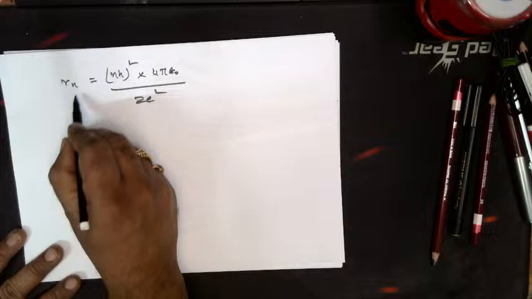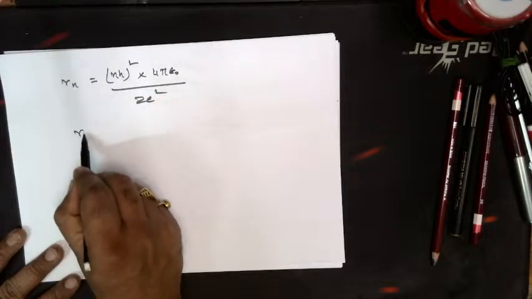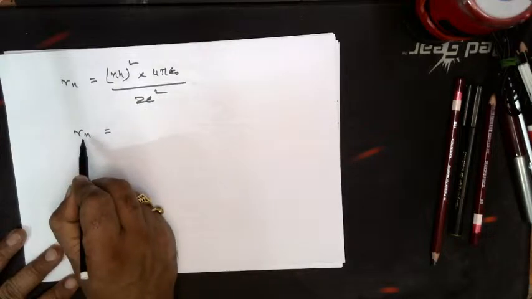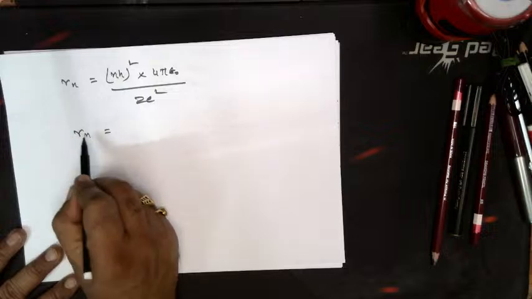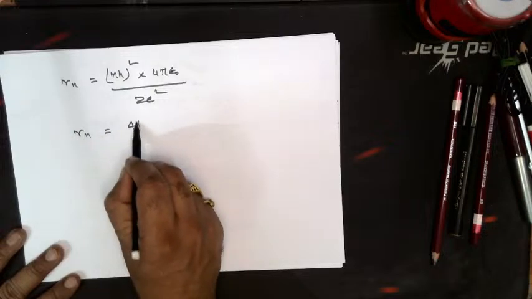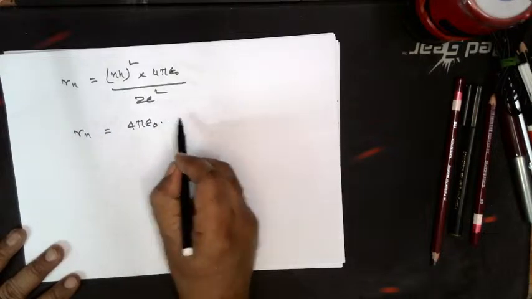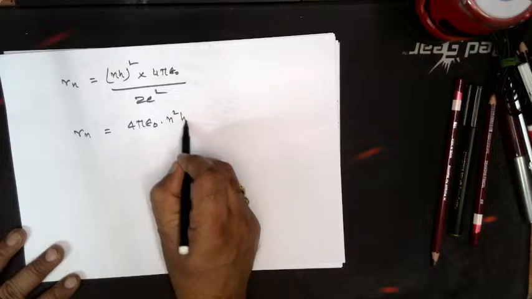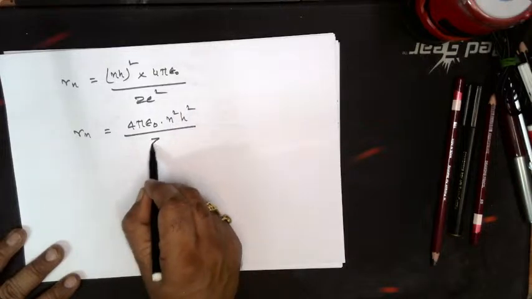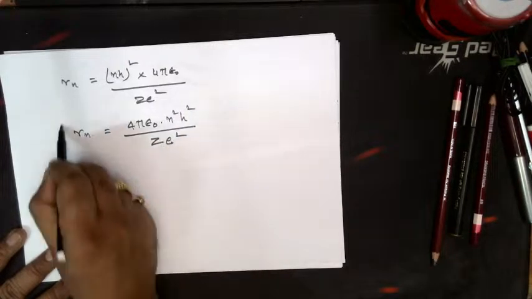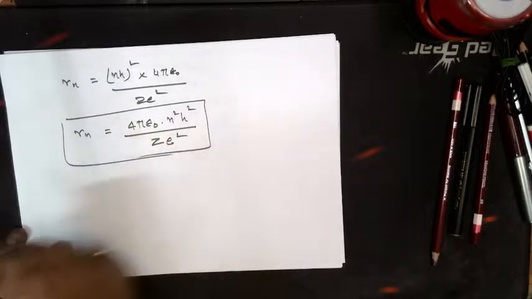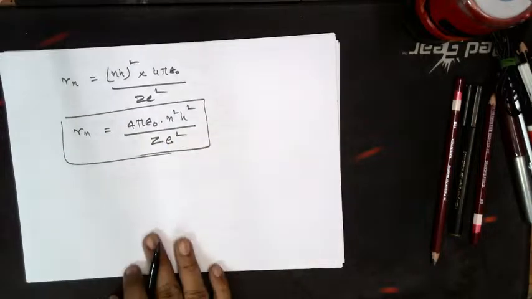So what is Rn here? Rn means nth orbit. Radius of the nth orbit is equal to 4 pi epsilon naught into n squared h squared divided by Ze squared. This is the formula. So now we have derived Rn.